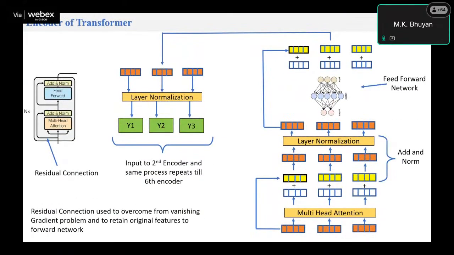So again, you can see in the encoder, first we are considering the multi-head attention. After this, we are doing the add and normalization, the layer normalization. Already I mentioned about this. The feed-forward network, I have already mentioned, has 2 layers, layer number 1 and layer number 2. And after this again, layer normalization is done. And this is Y1, Y2 and Y3, that is the input to the second encoder. So we have considered 6 encoders. Now Y1, Y2, Y3, these are the inputs to the second encoder.